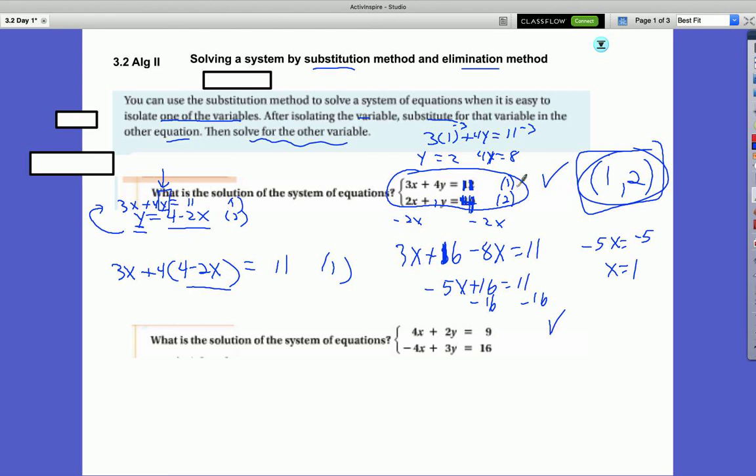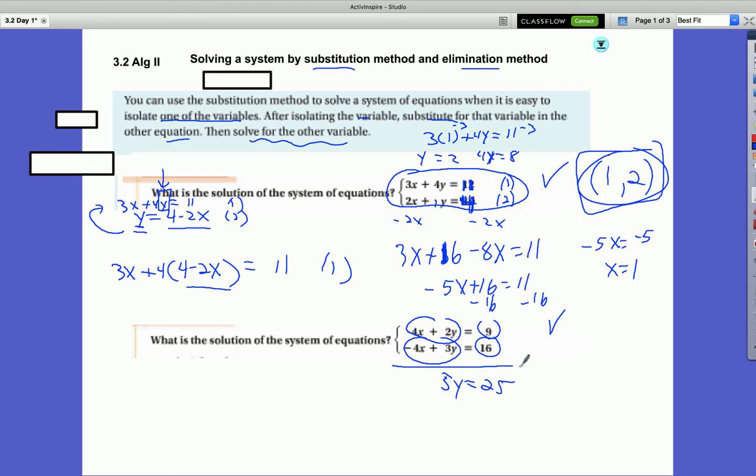Let's look at the elimination method. With the elimination method, this one right here, we're going to add the x's and y's together and add the constants together. In this case, if you add them together, those are opposites that add up to nothing. So you have 5y equal to 25.